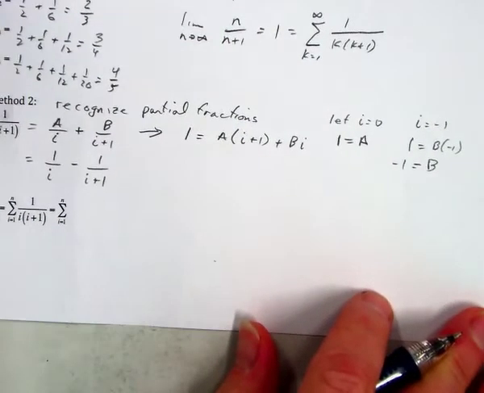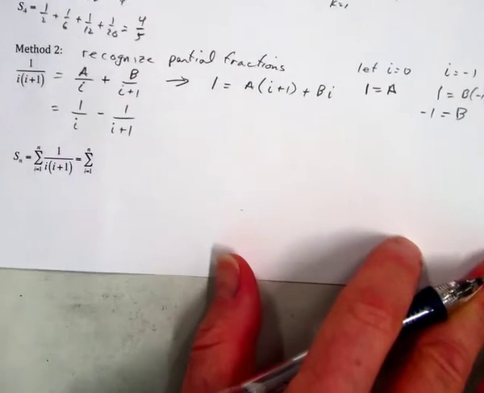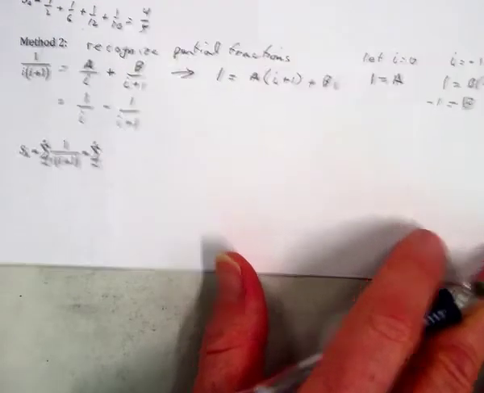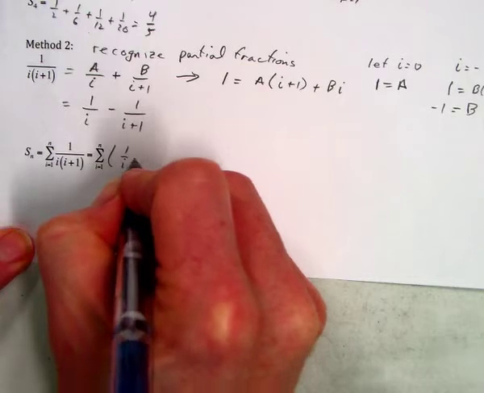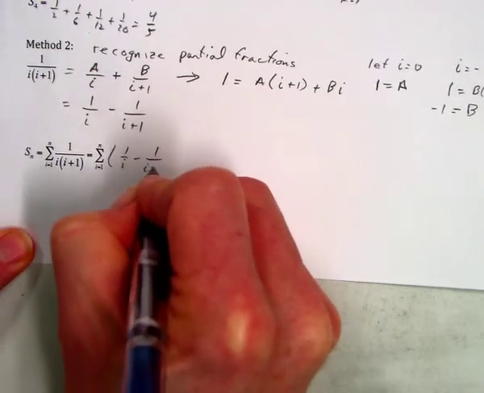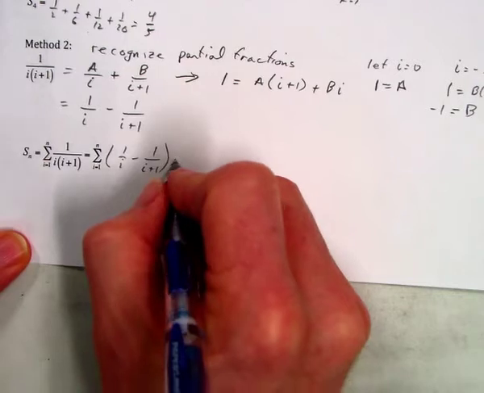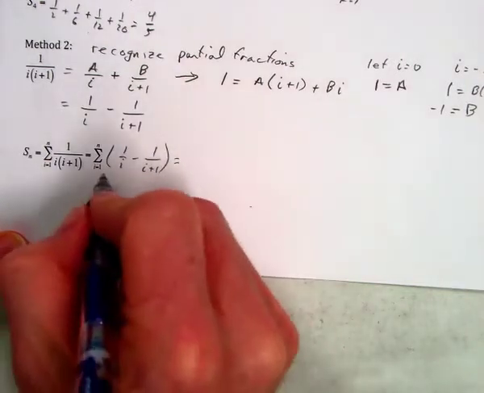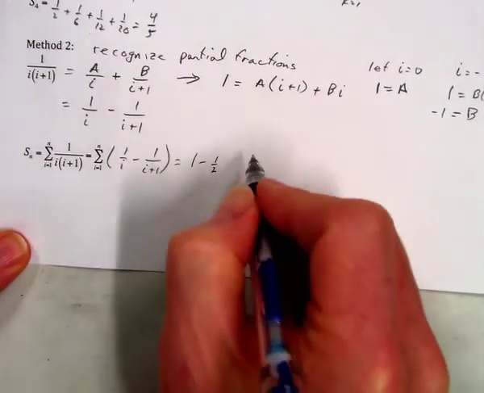Sorry, I couldn't quite see that. There it is. But I think you know that. Let's now rewrite this sum as 1 over i minus 1 over i plus 1. And let's write the terms out. So if we plug in 1, we'll get 1 minus a half. That's our first one.